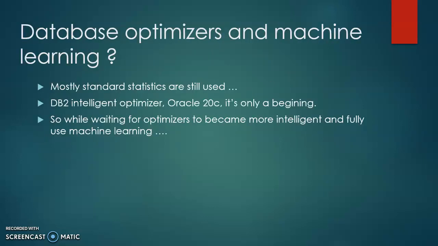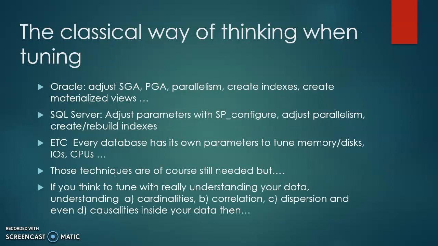But it seems, in the examples that we saw, that database optimizers still do not know too much about machine learning. Only standard statistics are still used. While waiting for the optimizers to become more intelligent and fully use machine learning, we may start to think as database scientists.